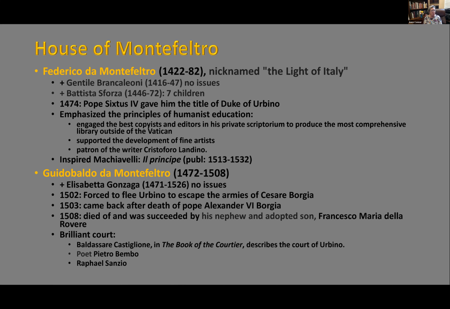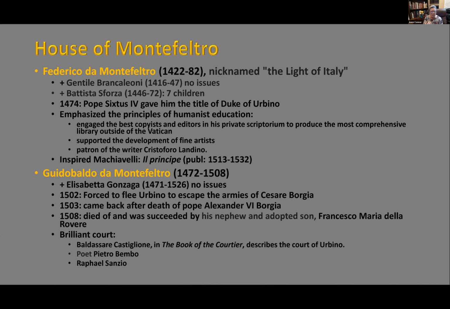But in 1502, he was forced to flee Urbino to escape the armies of Cesare Borgia, who was trying to bring back all these cities under the power of the Pope. But he came back in 1503 after the death of Alexander VI Borgia. He died in 1508 and was succeeded by his nephew and adopted son, Francesco Maria della Rovere. So as you can see, that makes him a family member of Pope Julius II.